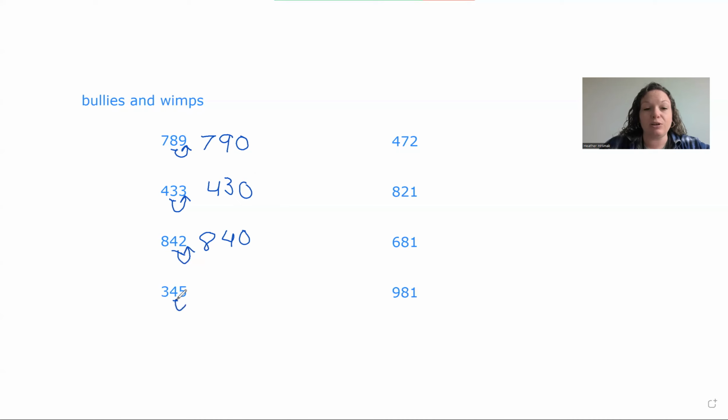Then we're going to look at this last one. That's 5 and above, so that means it's a bully, and we're going to round it up. So we round to 350. Notice that whatever place value I'm rounding to, everything after that becomes a 0. Let's do the next ones.